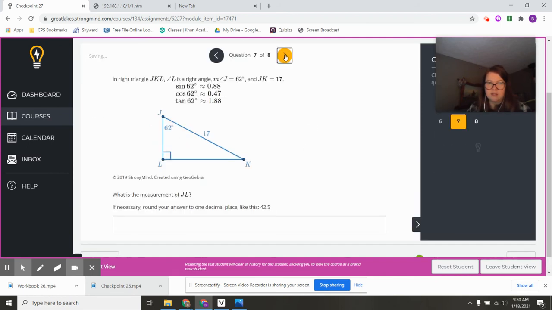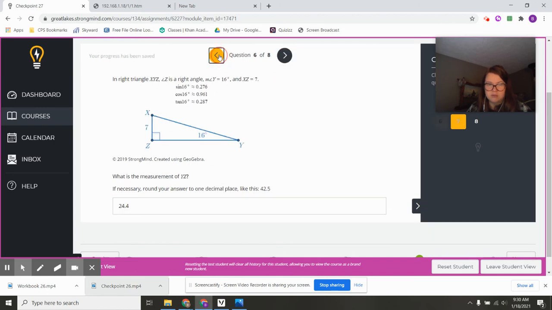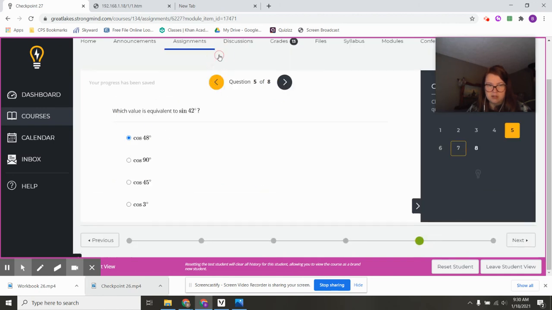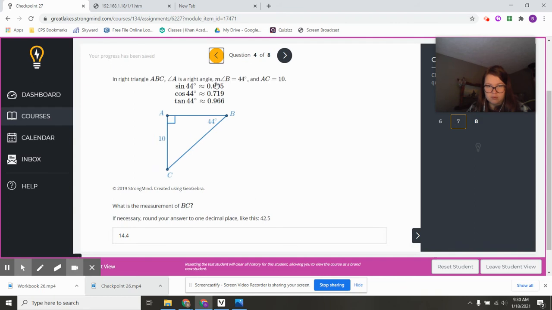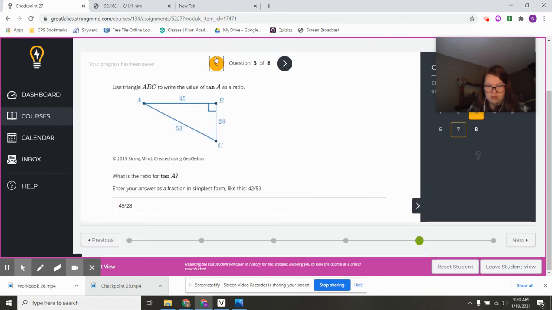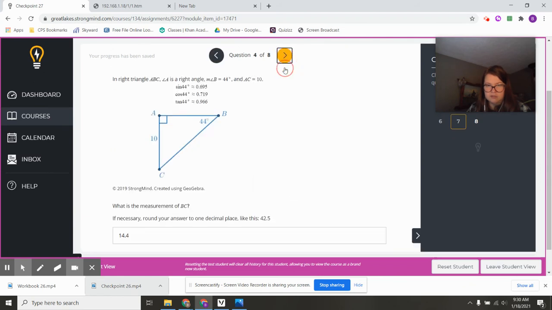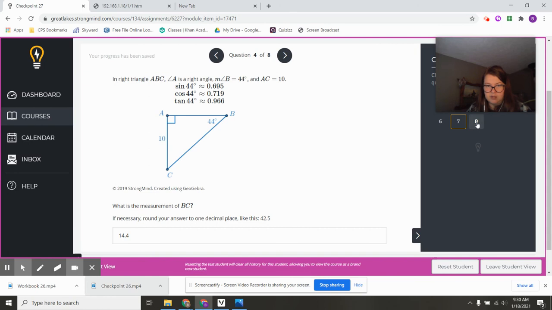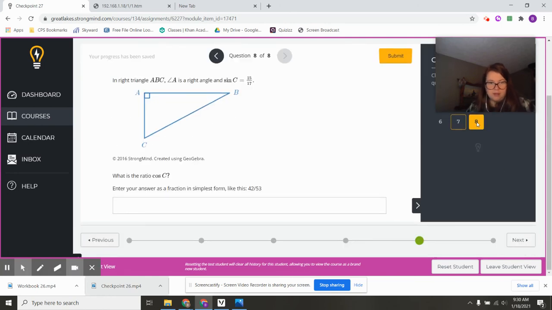Then I should probably check that on the other ones. Let me hurry and go back and check. Good. Okay, I think everything else was just ratios. Okay, so we needed to do number 8 still. Okay, good. This was nice and easy.